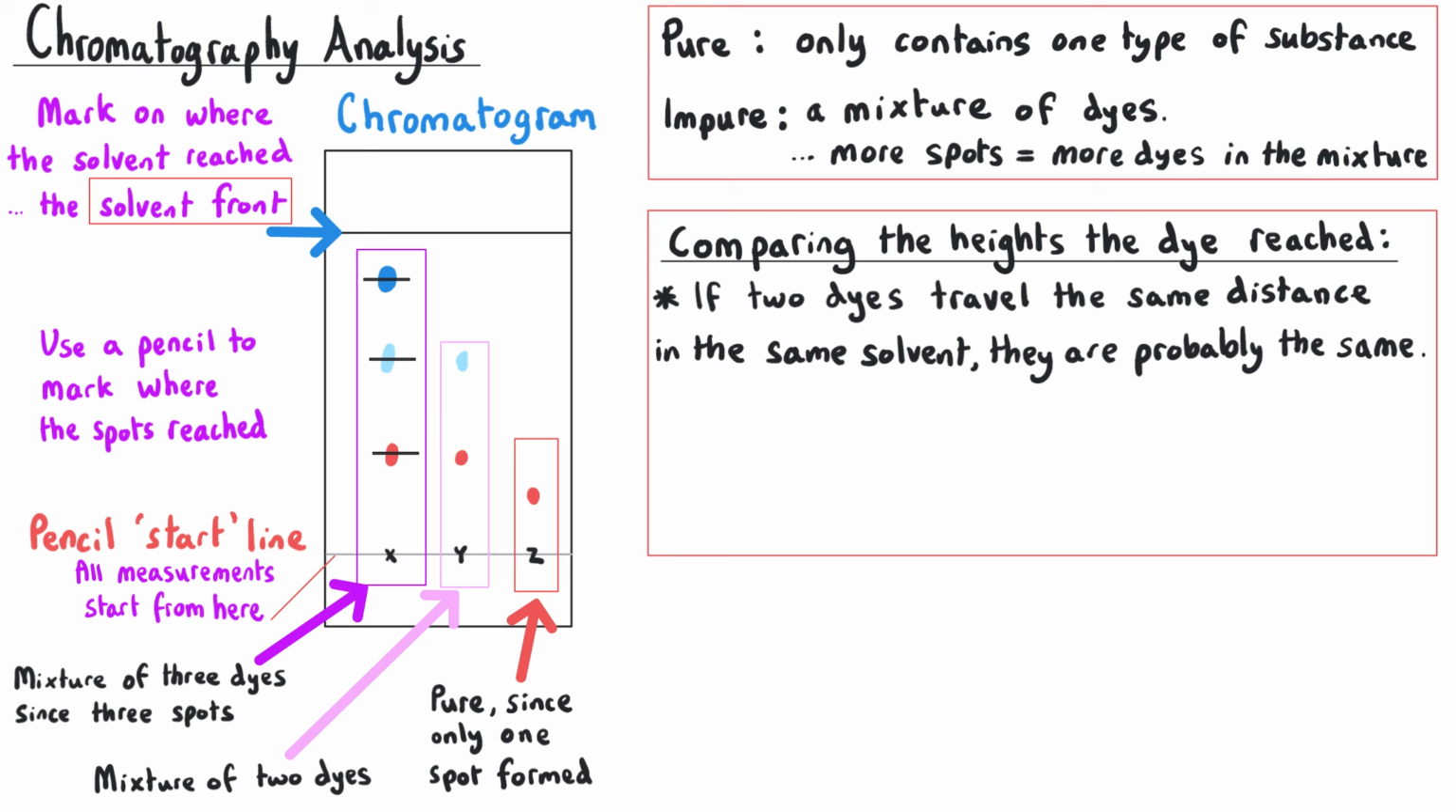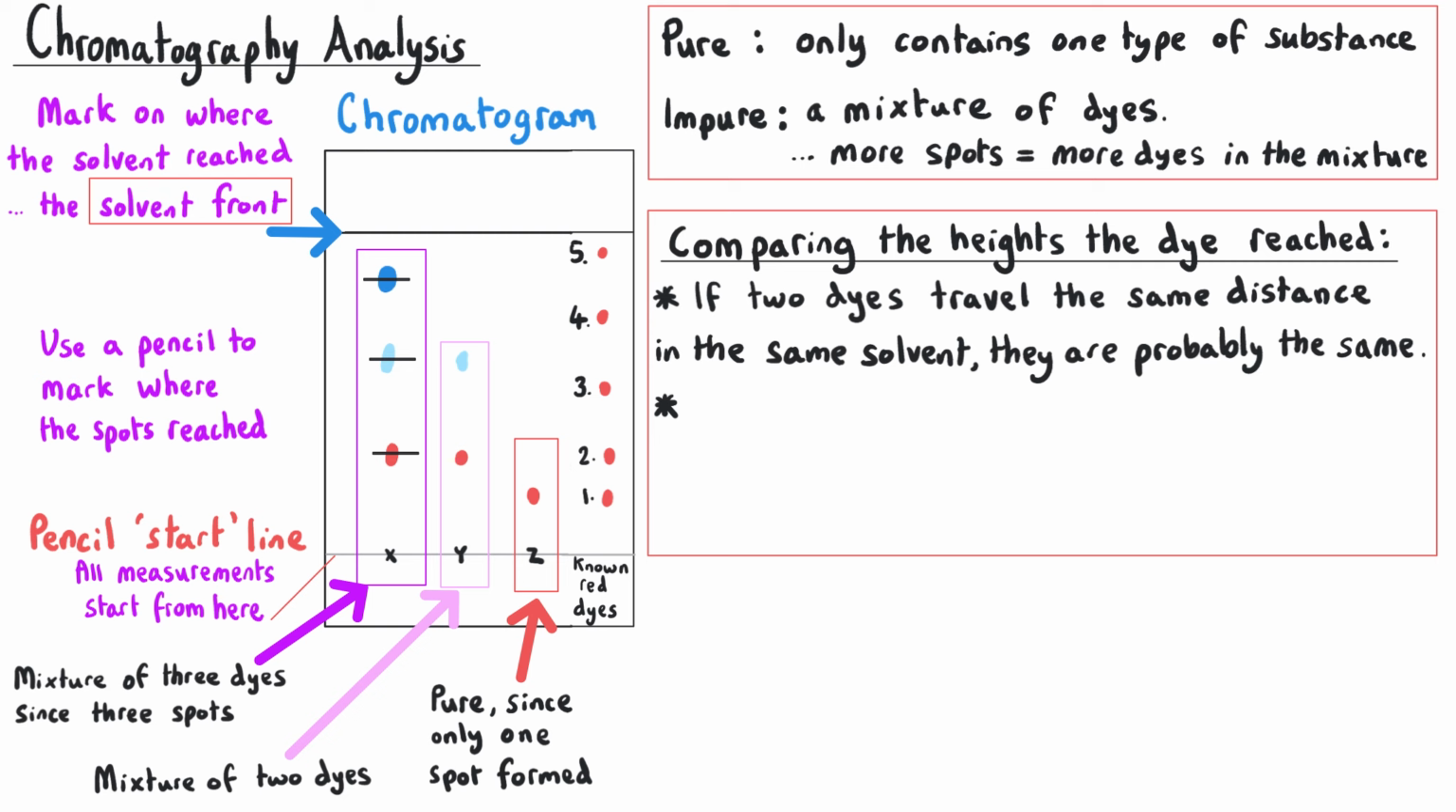And substance Z, whilst it had a red coloured dye, it must have been a different red dye to the dye in X and Y, because otherwise it would have travelled the same distance, and there isn't a red spot in this position. The red spot for Z did not travel to such a height that they did for X and Y, which suggests it's a different dye.